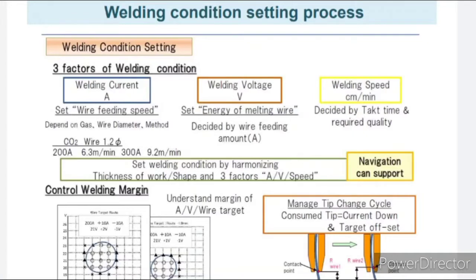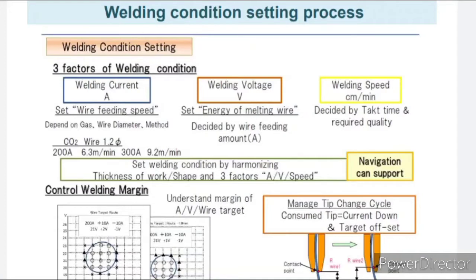So what is the welding current? When you increase welding current, the wire feeding speed increases. The wire feeding speed depends on welding current, and welding voltage is the energy of melting wire. Welding speed is decided by the takt time and required quality. Friends, if you want to increase material deposition, then increase current. If you want to melt the material properly, then increase voltage, and set welding speed as per your requirements.